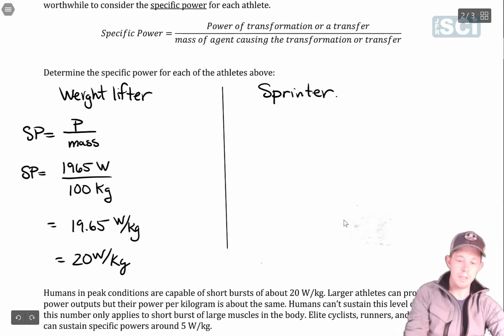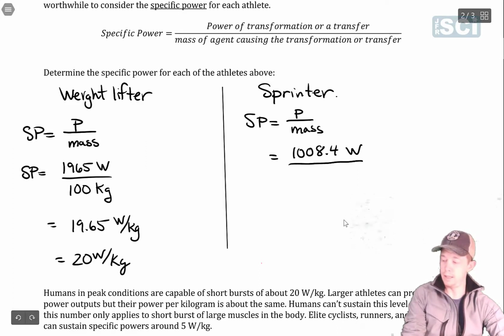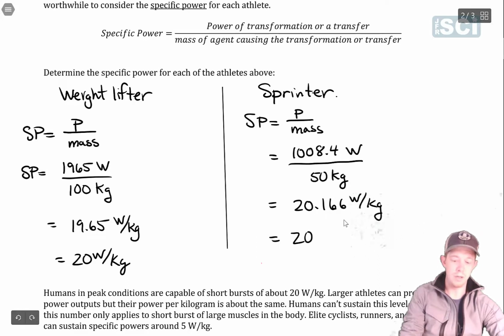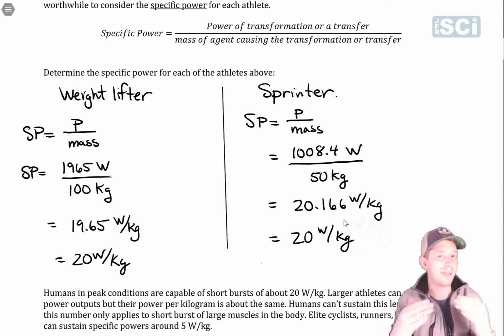Now the sprinter, same idea. Sprinter's specific power is their power per mass. Their power output was 1,008.4 watts. And I divide that by their mass of 50 kilograms. And we find out that it's just over 20, so 20.166 watts per kilogram, which is roughly just 20 watts per kilogram. So you can see that both these athletes were equally powerful.